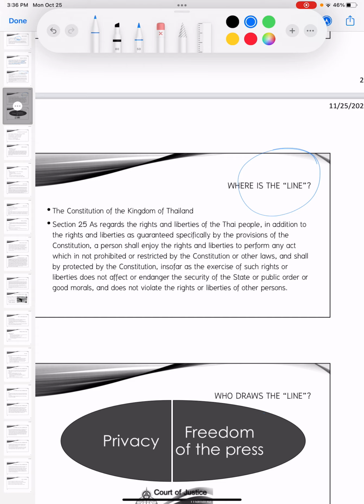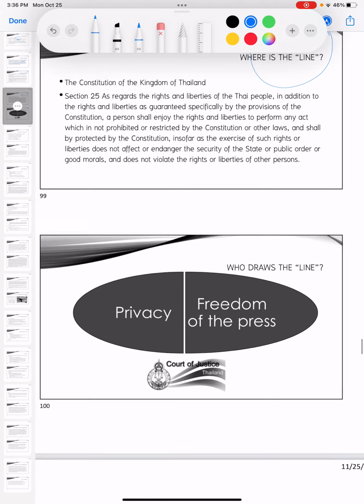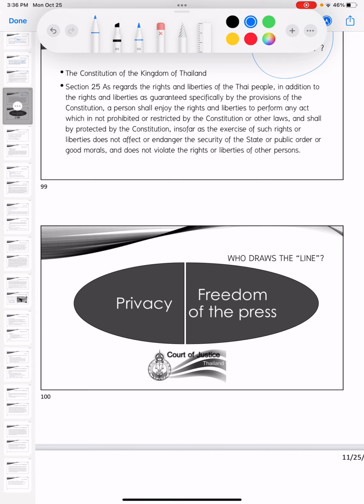All right, and what kind of assessment are we going to see? First of all, we don't know exactly where the line is, but at least we know who draws the line. Because from the provisions and sections that we've seen, there is just the general concept of how those two interests could be in conflict, right?